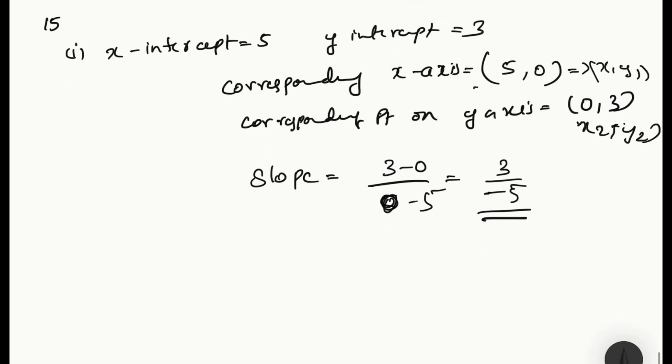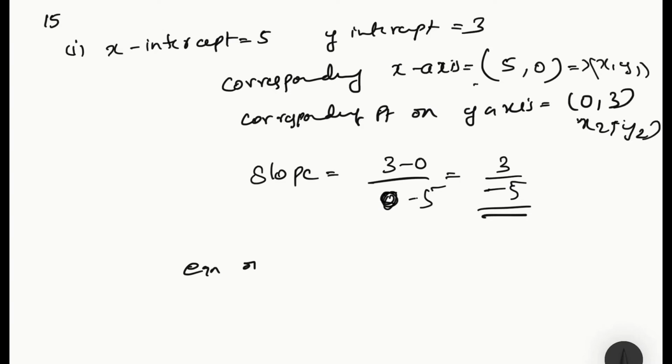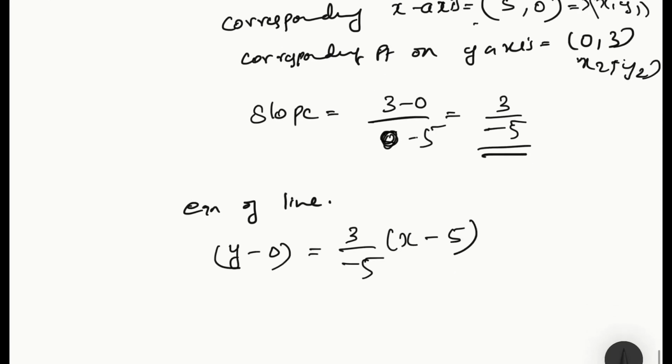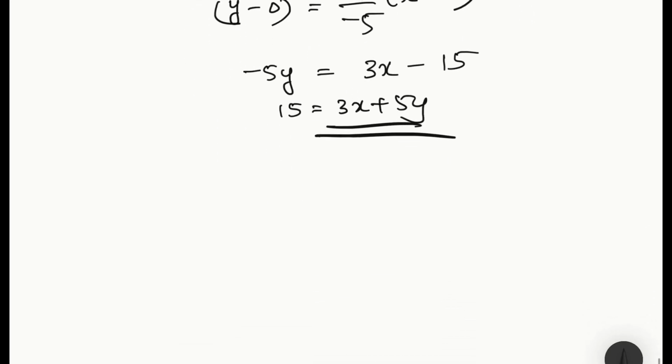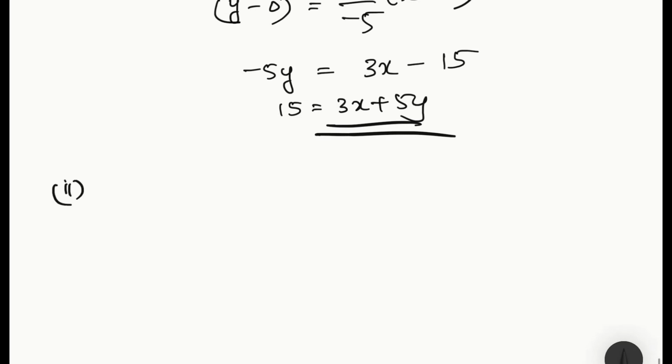So what will be the equation of the line? Taking any of the points, you get y minus 0 equal to, if I take the first point, 3 by minus 5 into x minus 5. So what do you get? If I multiply, minus 5y equal to 3x minus 15. So if I take this side, I will get 15 is equal to 3x plus 5y. Hope it's clear, children. Coming to the second sub question, let's do one more question from that. Third one you can do yourself.